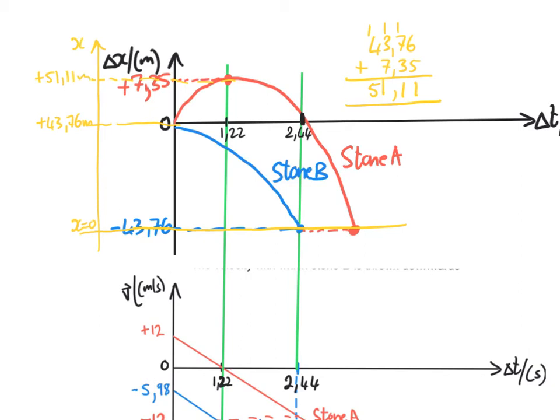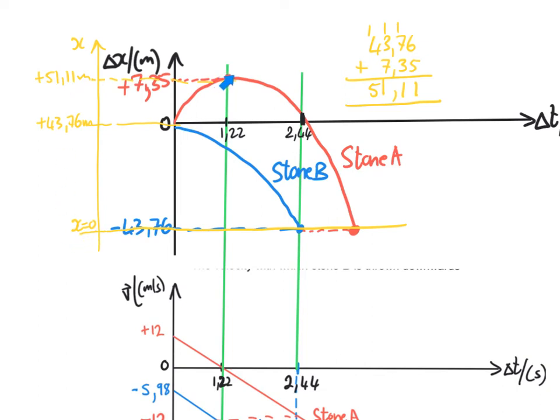So I made a mistake in my position time graph because I changed my x value. Don't do that. You can see the shapes of the graph are still the same. The initial position for stone A is now 43,76 meters. Over 1,22 seconds it moves up. Notice that the gradient of this graph decreases as it moves to the point where it's going to be at zero velocity, right at the top of its motion, at the maximum height of 51,11 meters above ground level.